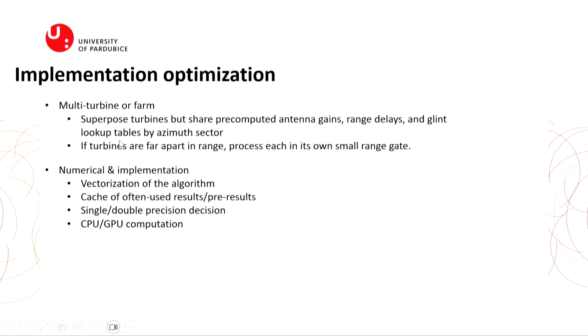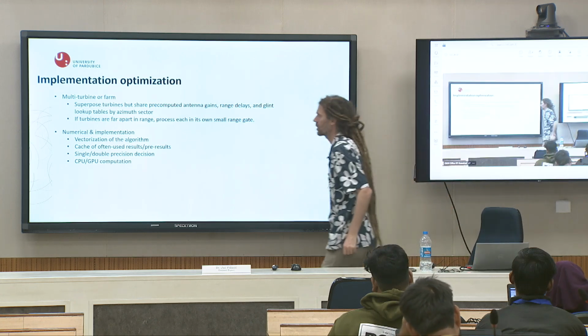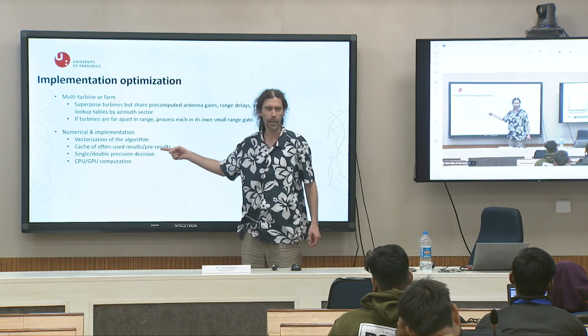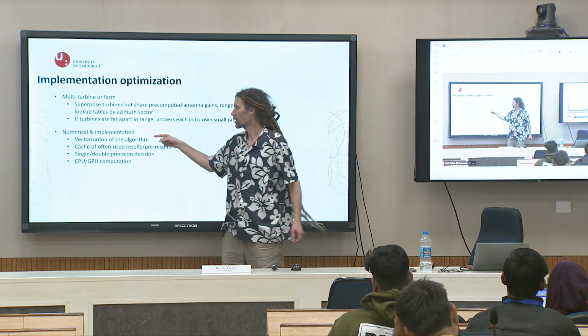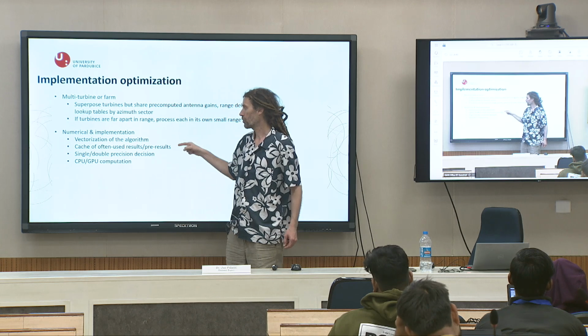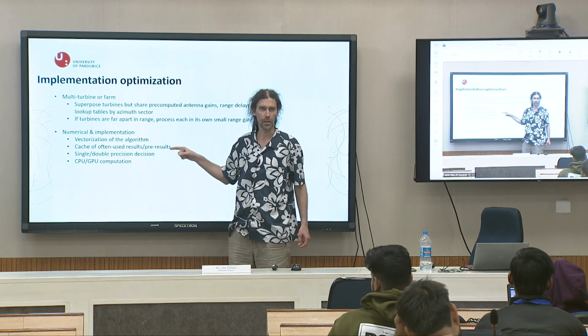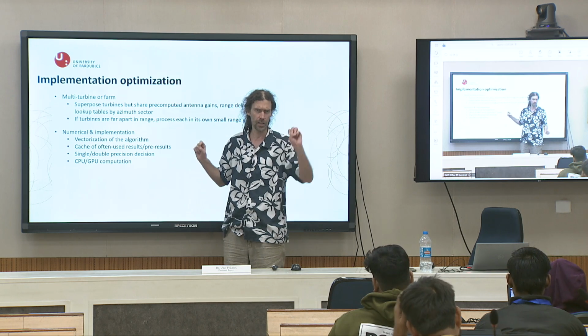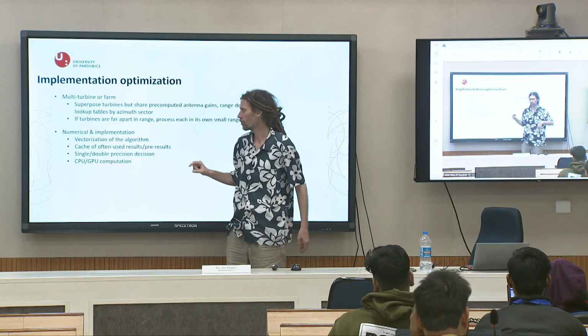Multi-turbine or farm: superpose turbines but share precomputed antenna gains, range delays, and so on. Everything you can compute one time, don't put into a cycle. Then it's just standard numerical implementation. Try to vectorize the algorithm as much as possible, it really speeds it up. Cache often used results: if you use something, just cache it and use it from memory.